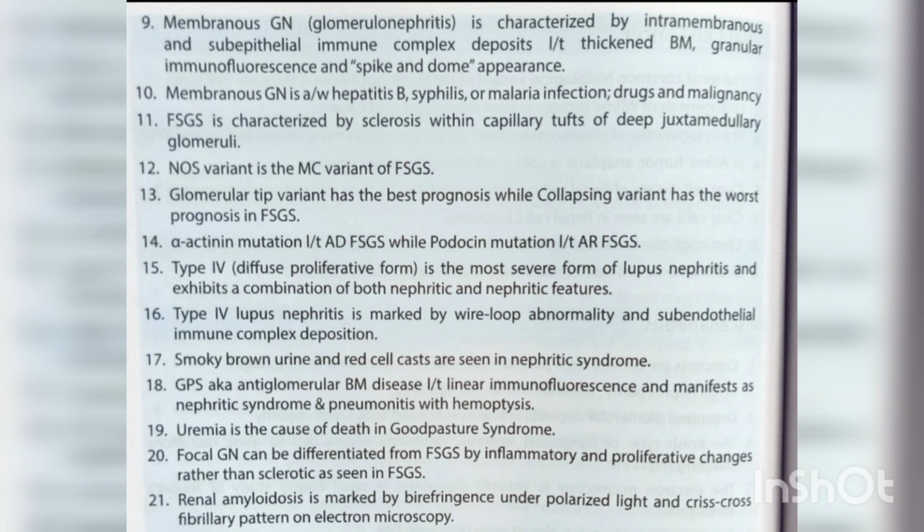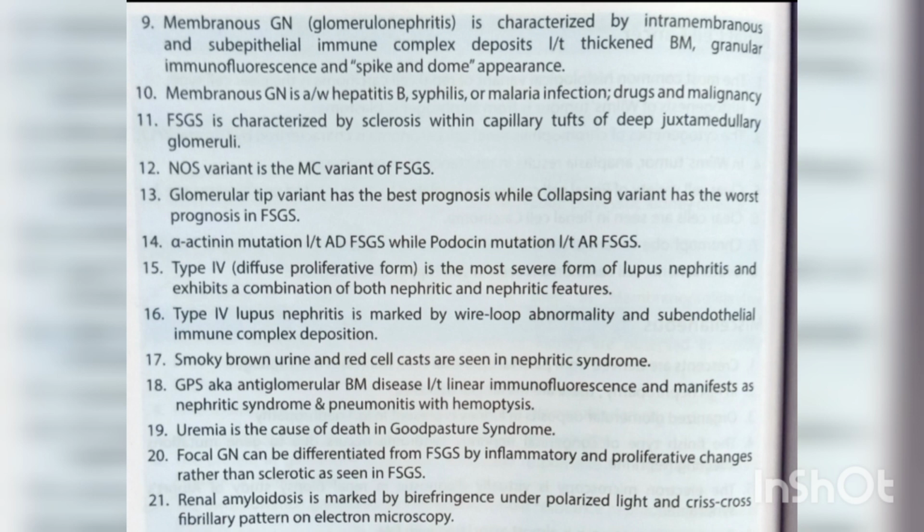Type 4 diffuse proliferative form is the most severe form of lupus nephritis and exhibits a combination of both nephritic and nephrotic features. Type 4 lupus nephritis is marked by wire loop abnormality and subendothelial immune complex deposition. Smoky brown urine and red cell casts are seen in nephritic syndrome.